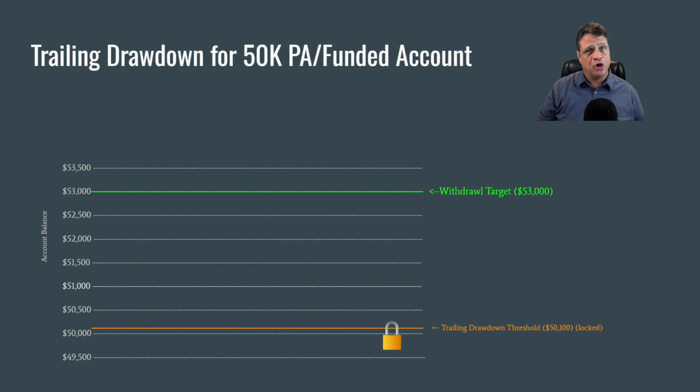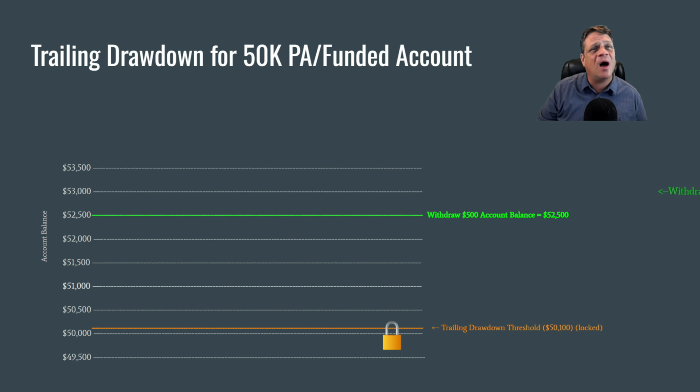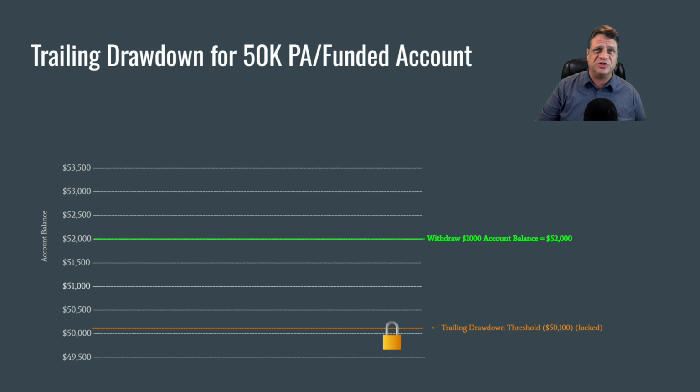If you make a withdrawal after you reach the withdrawal target for your account size, which is $53,000 for the 50K account, your trailing drawdown threshold won't go back down. Once it reaches this level, 50,100, it will remain the same regardless of any withdrawals you may take. So if you make a withdrawal of $500 and your account balance goes down to 52,500, your drawdown becomes $2,400. Or if you withdraw $1,000 and your account balance goes down to 52,000, your drawdown would be $1,900.